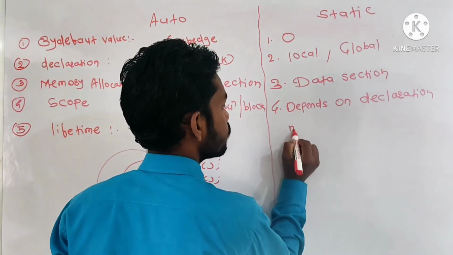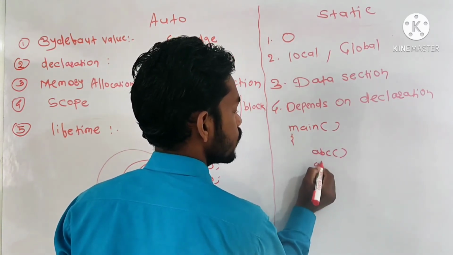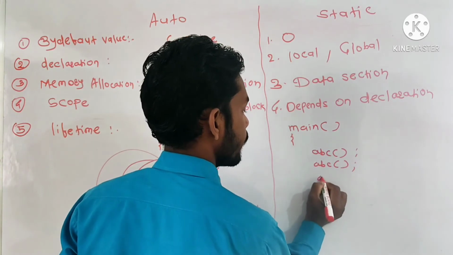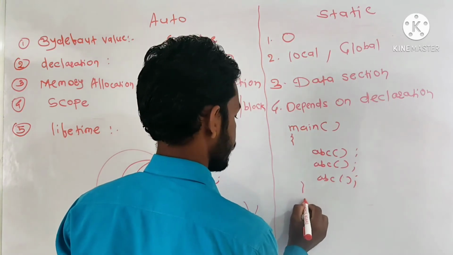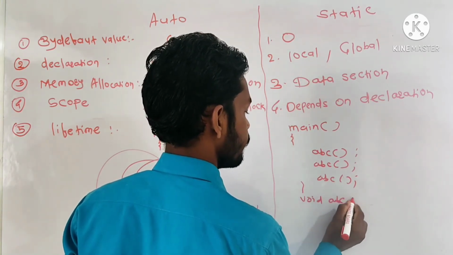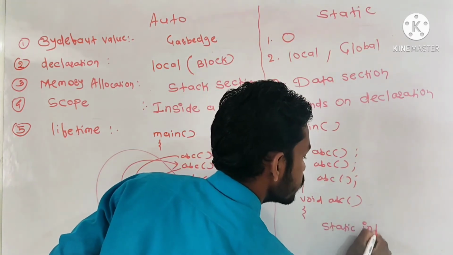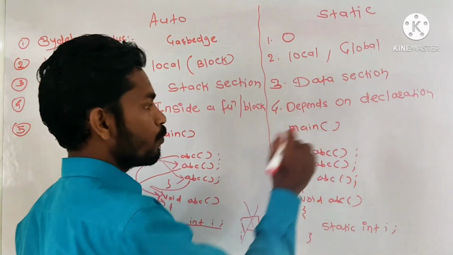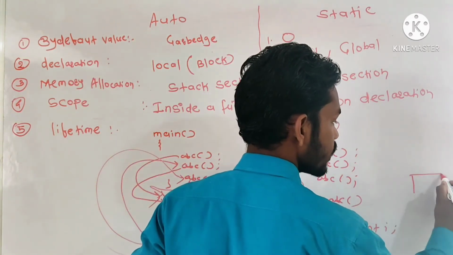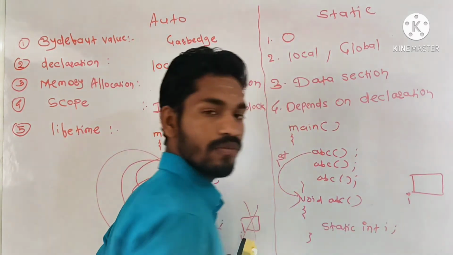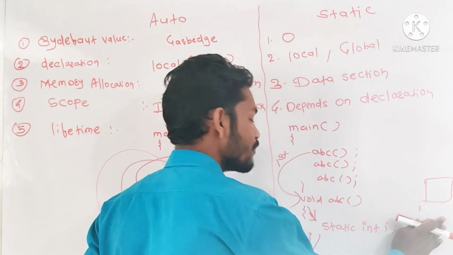But suppose the same function, main function is there, I will write the same ABC function, void ABC. I will write here static int I. Static int I. When the main function calls ABC the first time, the life of static variable will start. When control goes outside a function, the life of static variable will not end. It will remain there only.